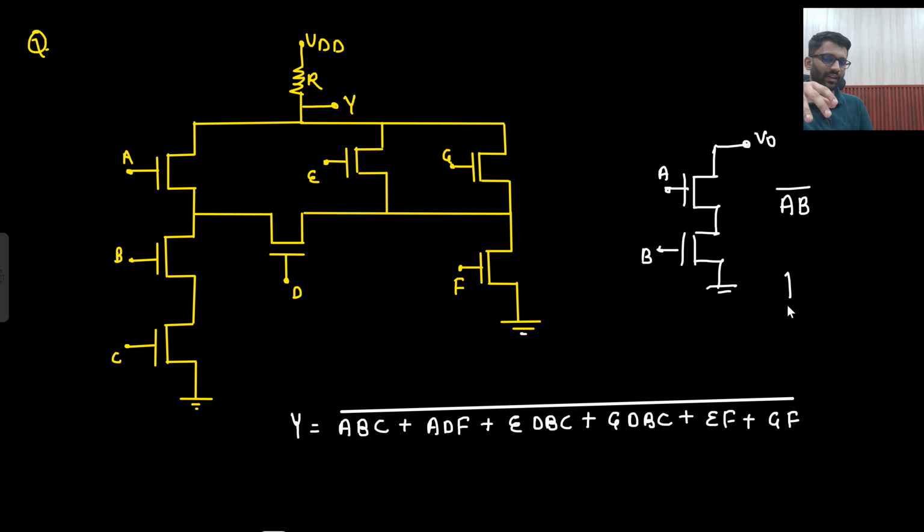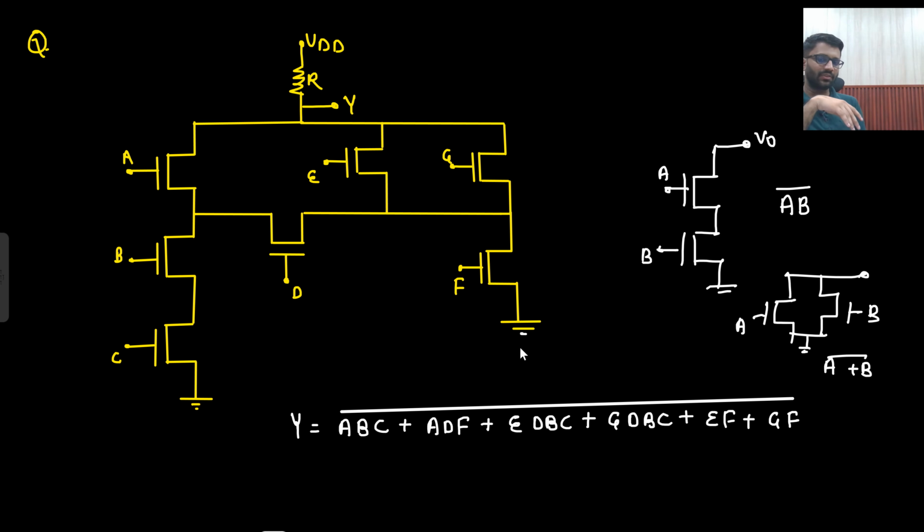You can relate it with AB, or you can relate with this as well. Here also you did the same thing. A plus B, you know when it will turn on. Either A is on or B is on, but you know it will be going to ground, so there is a bar.